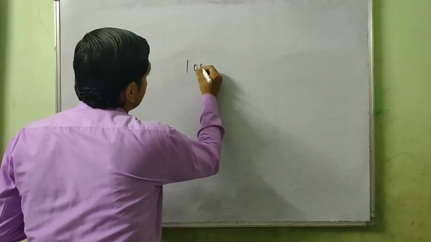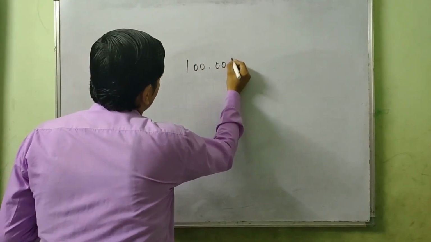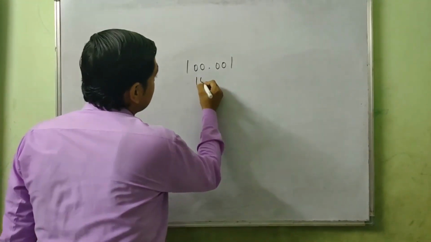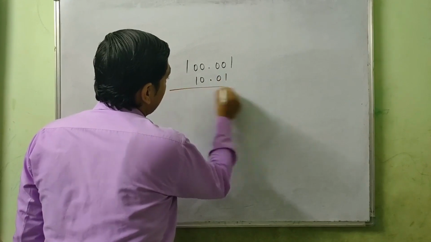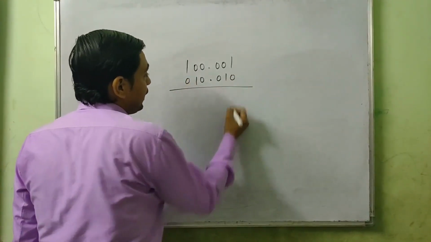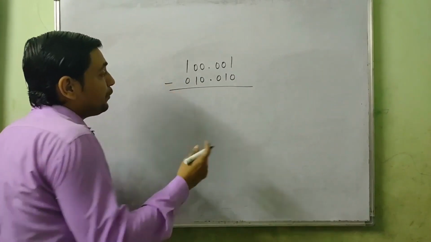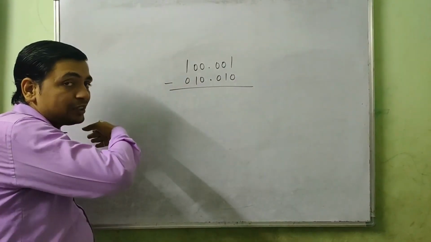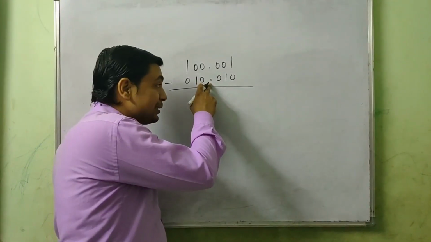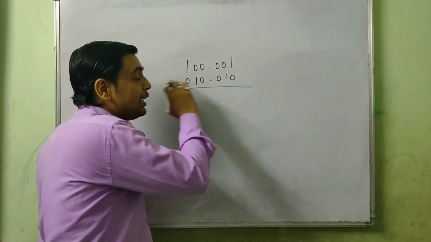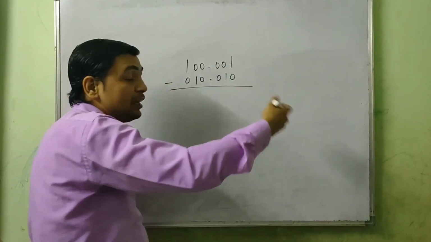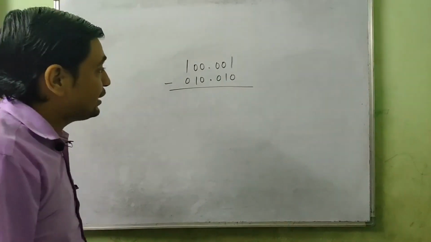100.001, and the next number is 10.01. So it is 10.01. You can find a few blank spaces over here, so I am keeping 0 over there. Again I am telling you this, if you are adding 0 on the leftmost side of a number, it's not a problem. If a binary point is there, and you are adding zeros in the fractional part at the rightmost part, then still it is not a problem.